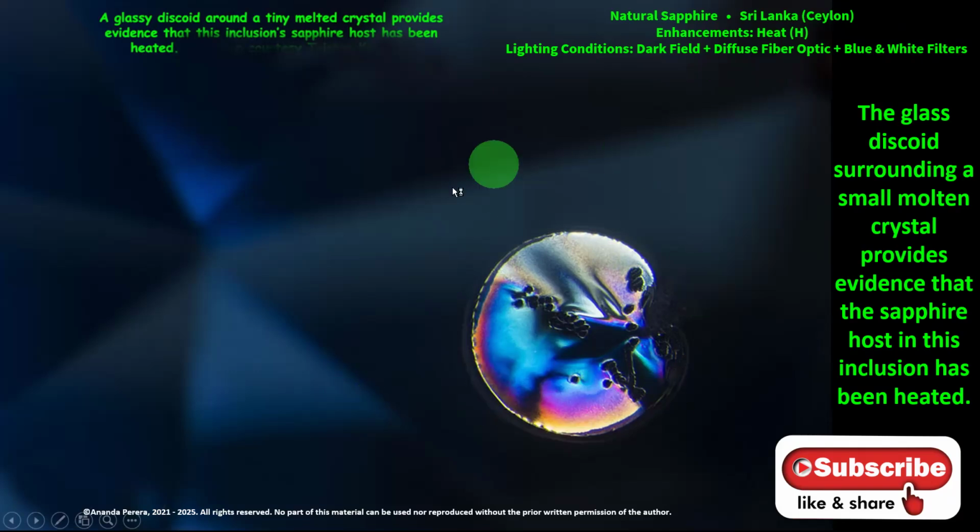When viewed under those, the microscope shows us this. It is a glassy discoid surrounding the small molten crystals. Small molten crystals are there, molten by the heat, and the discoid is a glassy discoid. So the host sapphire is this. Host sapphire is treated. That means heated.